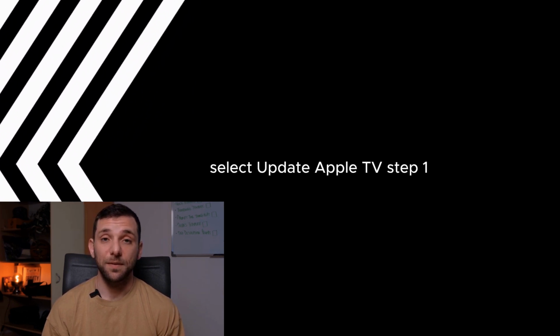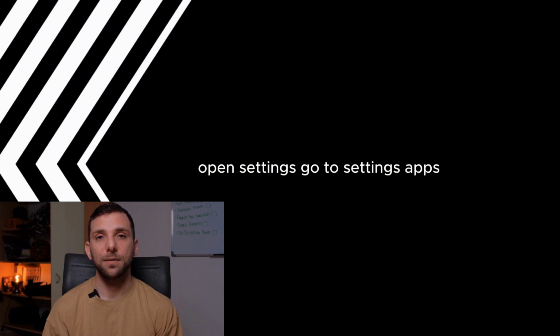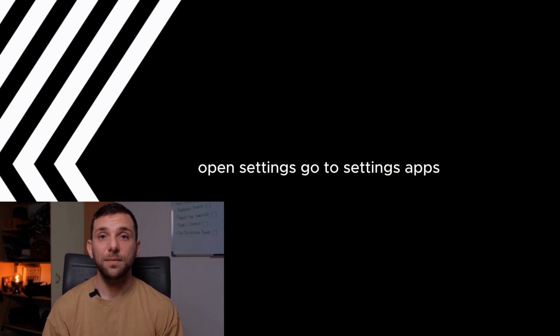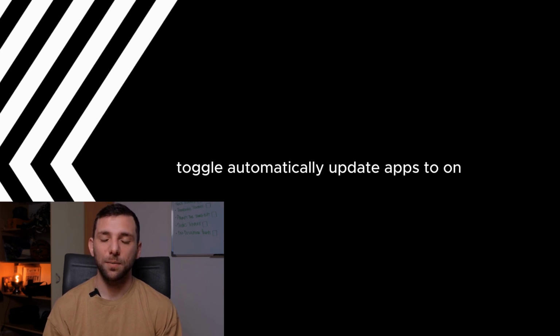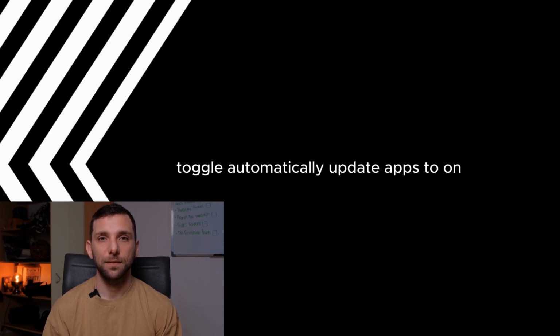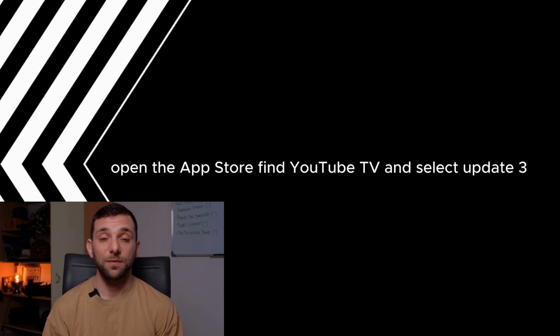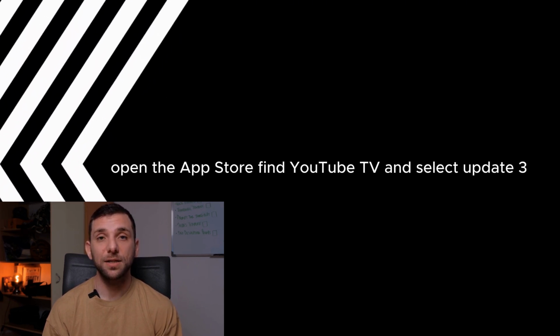Apple TV. Step 1. Open settings. Go to settings, apps. Step 2. Enable automatic updates. Toggle automatically update apps to on. Step 3. For manual updates. If manual updates are needed, open the App Store, find YouTube TV, and select Update.